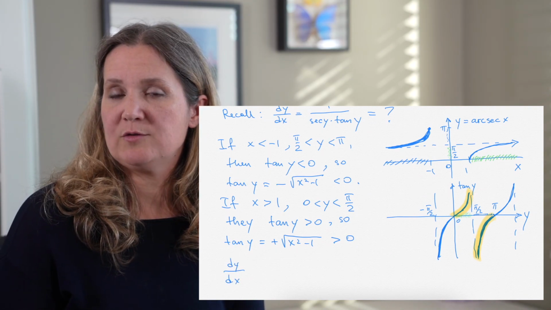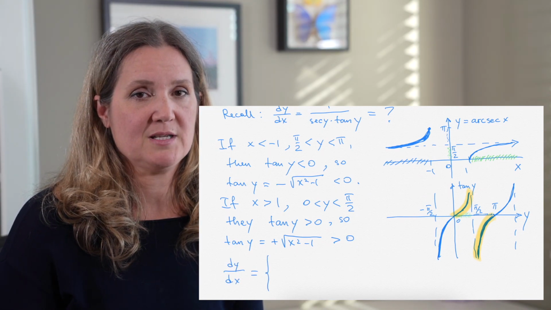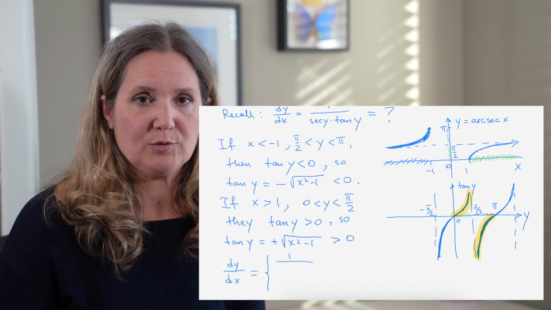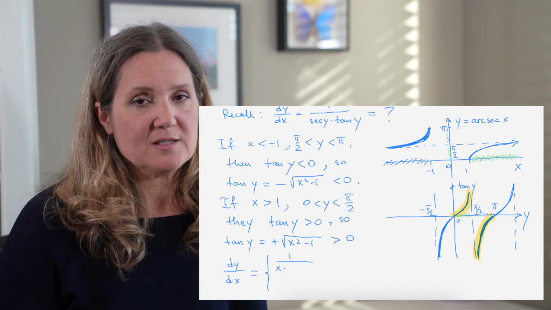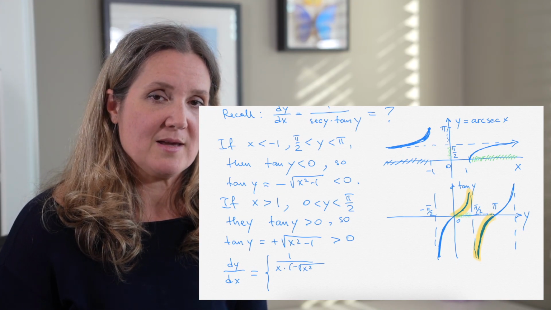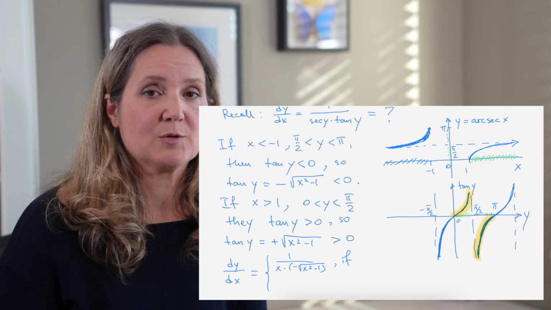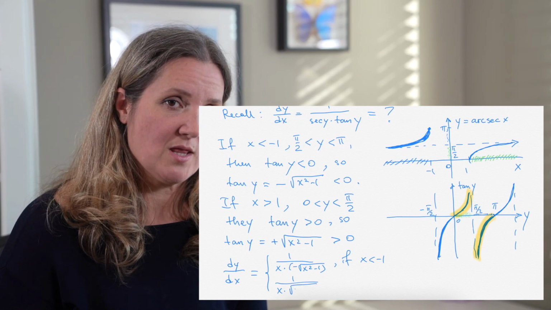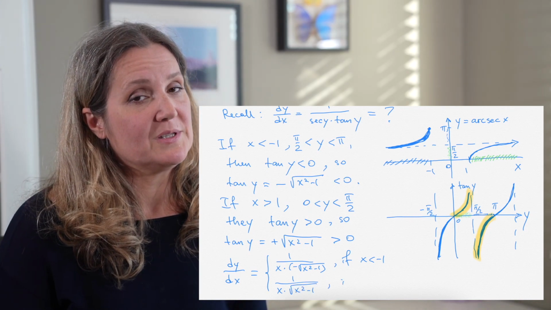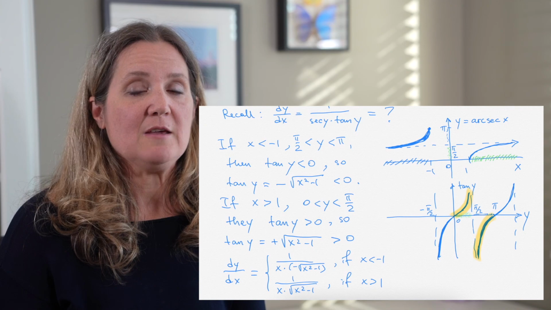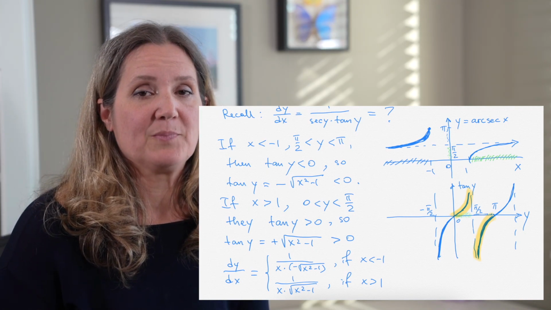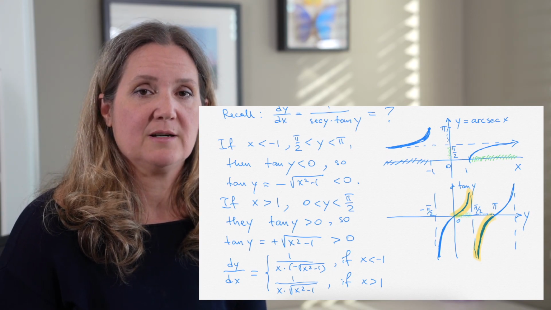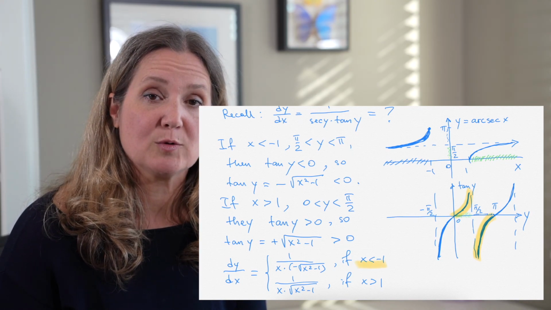It means that now we have two formulas for the derivative of arcsecant. The derivative of arcsecant of x is equal to negative 1 divided by x multiplied by the square root of x squared minus 1 if x is strictly less than minus 1. But the different formula would be if x is greater than 1. The derivative of arcsecant would be positive 1 divided by x multiplied by the square root of x squared minus 1.